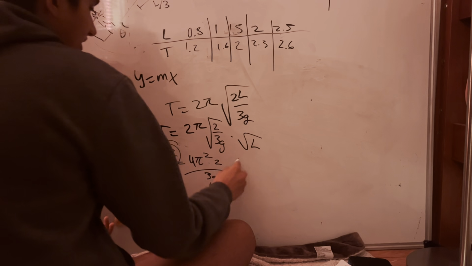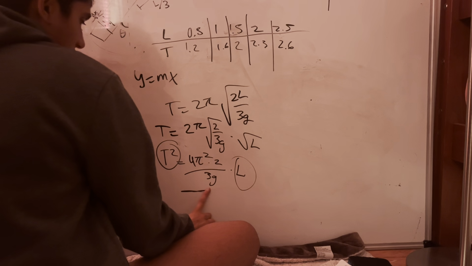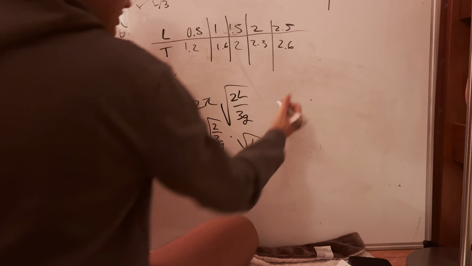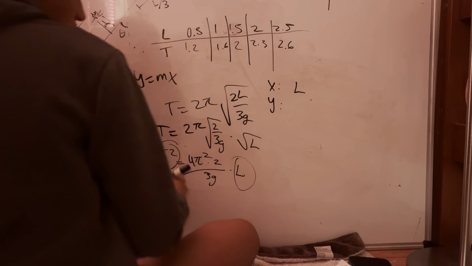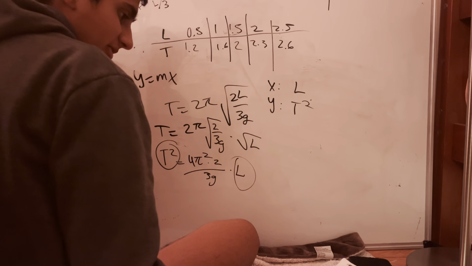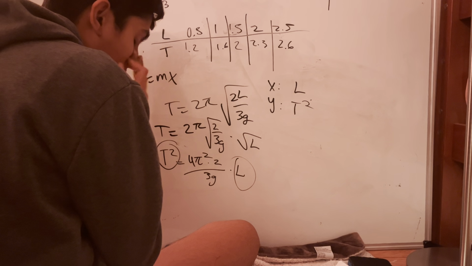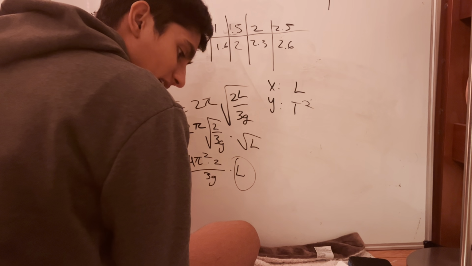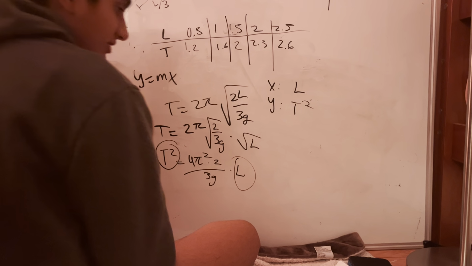And now this is exactly what we have. This is our y, and this is our x, and this is just equal to our slope. So what we want to graph is, on the x-axis, L, and on the y-axis, we're going to want to graph T squared in order for this to be a linear equation. Now, it says that the slope should be able to be used to calculate the acceleration due to gravity g.